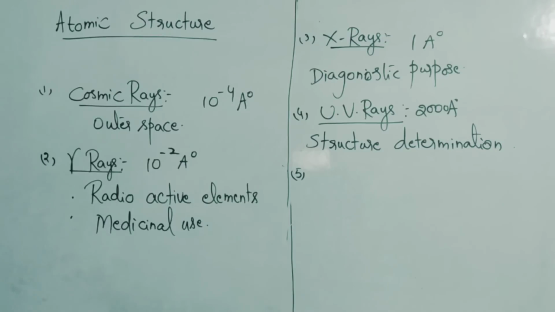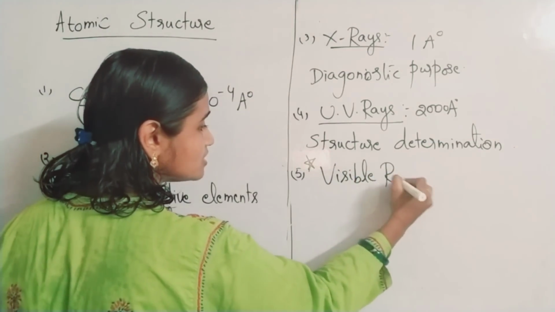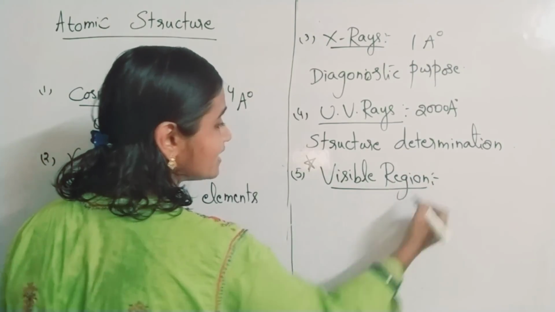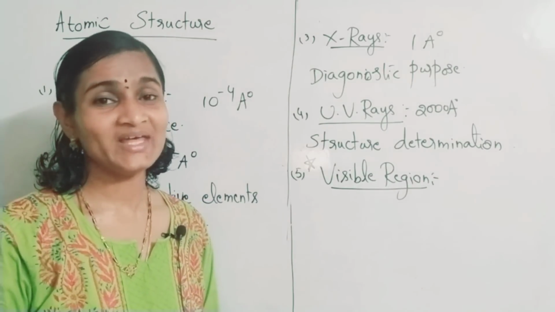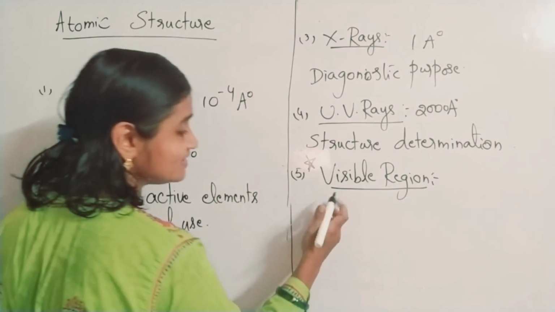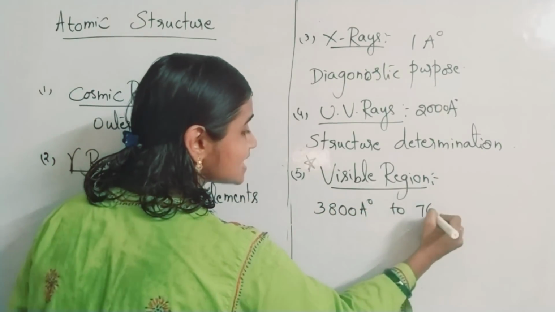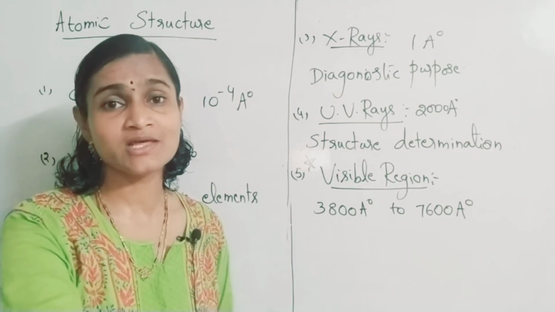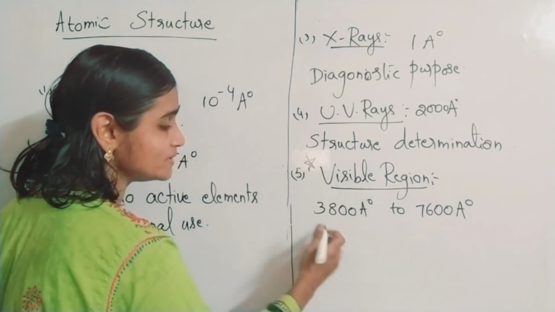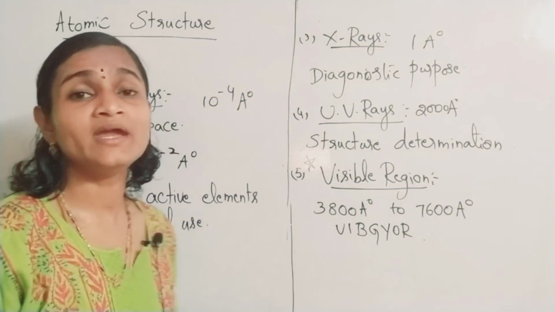And after UV rays, what will we come across? The visible region. This is a very important thing. The visible region can be seen by our naked eye. This is the only electromagnetic radiation region which is visible to our eyes. So what will be the wavelength range? 3800 angstroms to 7600 angstroms. You all know about VIBGYOR colors: violet, indigo, blue, green, yellow, orange, red. All those colors come under the visible region. VIBGYOR colors, rainbow colors.